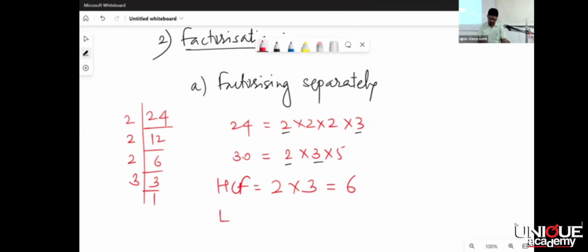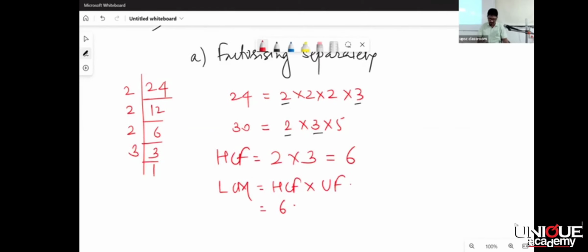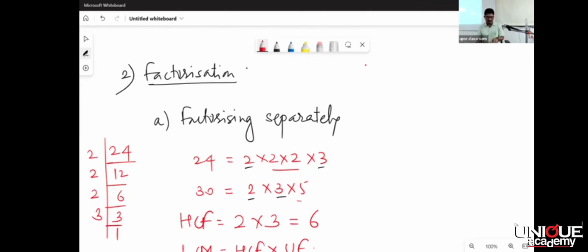Is it clear? Now to find the LCM, as I said earlier, of the two formulae we have written, the first formula is used here. So LCM is equal to HCF into the product of uncommon factors. HCF, how much is it? 6. Now the uncommon factors are 2 into 2 from the first number and only 5 from the second number. When we multiply these, it comes to 120. Is it clear? So HCF is 6 and LCM is 120. So we did this by factorizing separately.